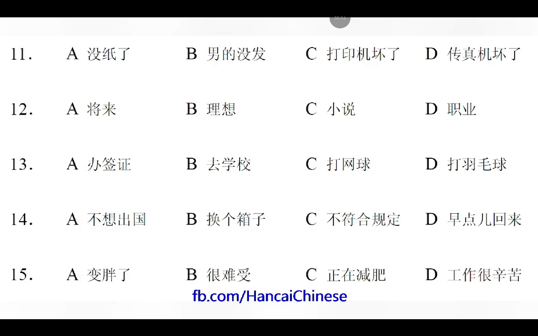I hope you understand. If the question is related to the boy, what does the boy say? Then option D is the correct answer. Why? Because the boy asks the girl, you have lost weight recently, is your work very tough? And then the girl said, no, I lost my weight. The question asks what we know about the girl. We know she lost her weight.